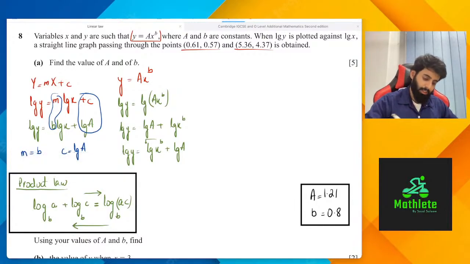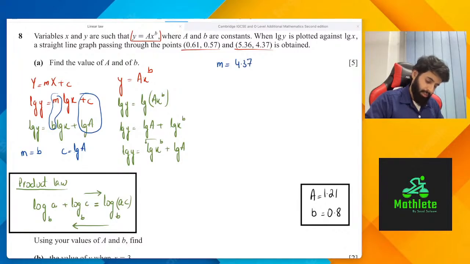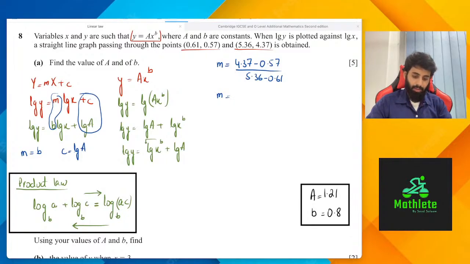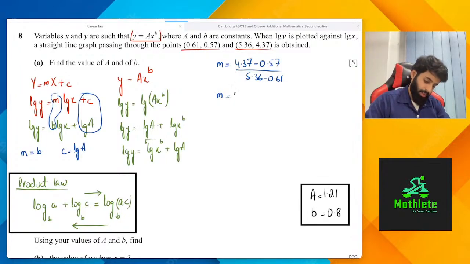Okay. Now, first let's work out the gradient. So what will the gradient be? Our gradient, which is equal to b, is going to be 4.37 minus 0.57 over 5.36 minus 0.61. So let's work this out and see what we get. 4.37 minus 0.57 divided by 5.36 minus 0.61. So m comes to 0.8, which means that b is equal to m, which is equal to 0.8. So we have b as 0.8.